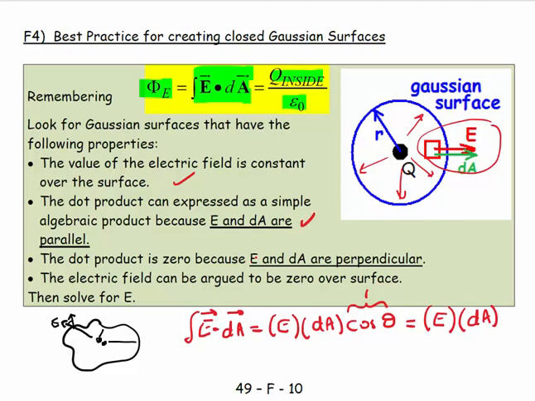Alternatively, if you can't find that property, let's go to the other extreme: the dot product is 0 because E and dA are perpendicular. That's a good alternative. You don't want something where this angle is neither 90 nor 0, because then you've got to do some additional evaluation. The final thing is if you can find a region where the electric field can be argued to be 0, so you don't have to worry about it. So we're looking for these symmetries.